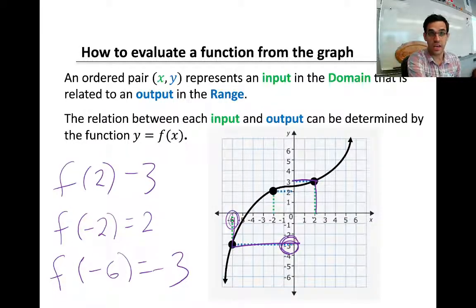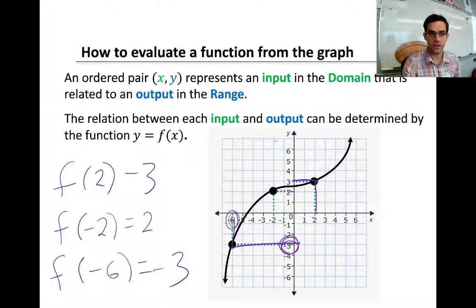Alright, so as we learned in the last lesson, an ordered pair, x and y value, represents x, the input in the domain, and how it's related to the y, the output in the range. The relationship between the input and the output can be determined by any given function. So in this case, the function f is represented by this curve on the graph. And we have a few points highlighted on our curve as filled in dots, just to show you a few relationships.